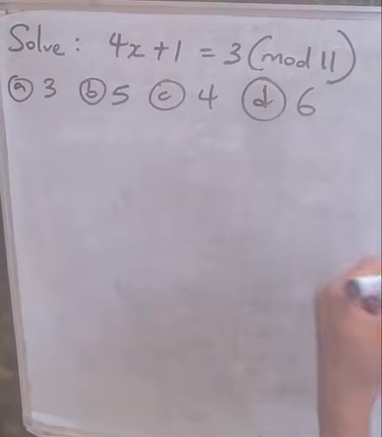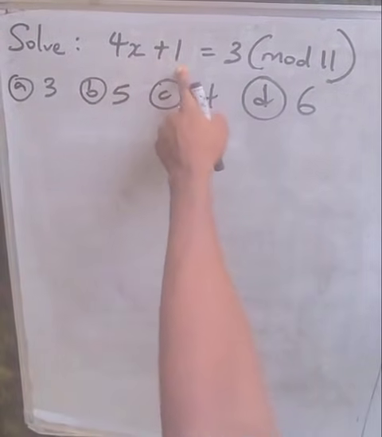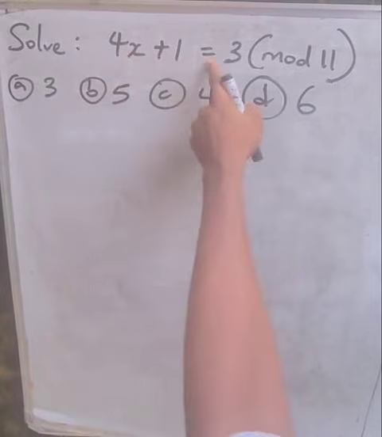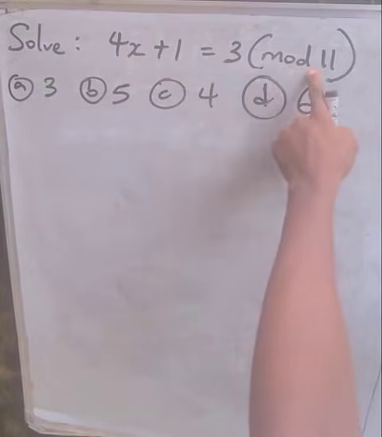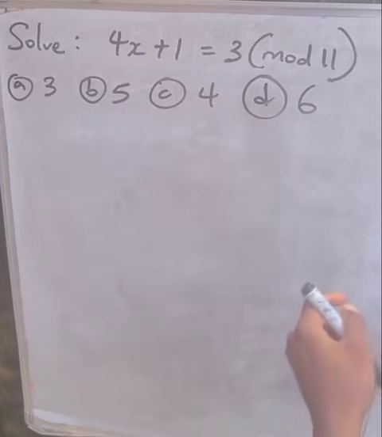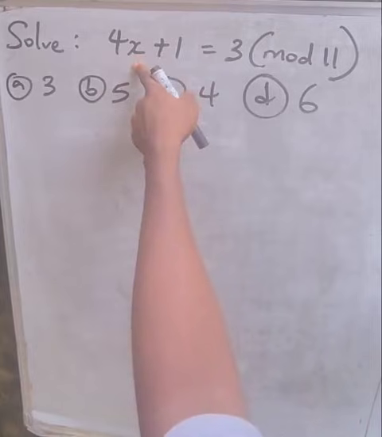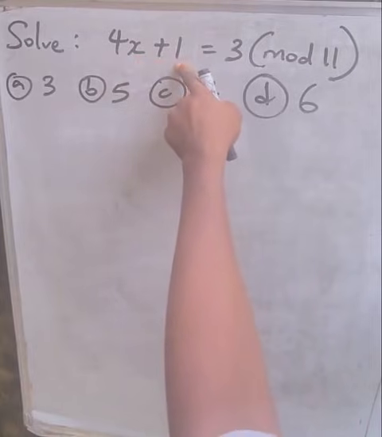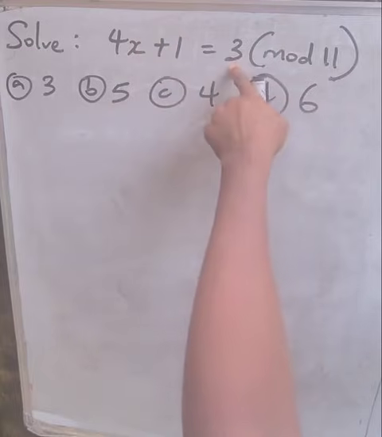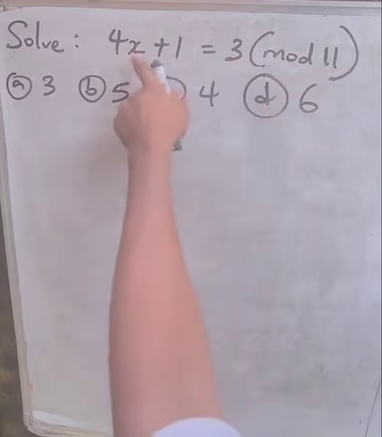All right, so we are asked to solve 4x + 1 = 3 in mod 11. So we want to get the value of what? X, such that when you say 4 times that x plus 1 gives you a value that, when you convert it to mod 11, gives you 3. So you're looking for the value of what?